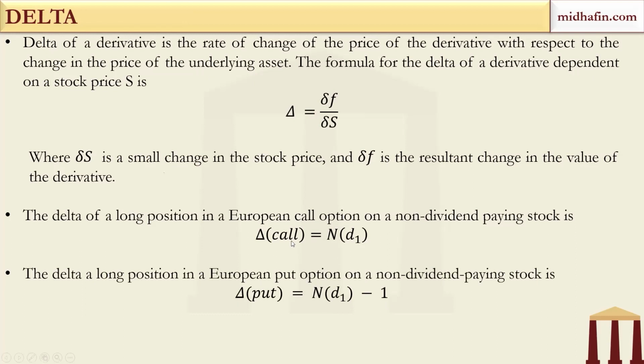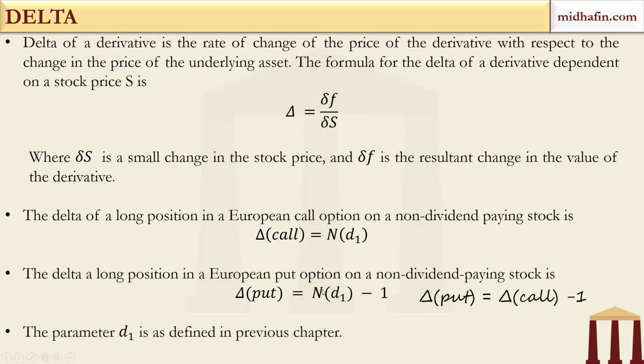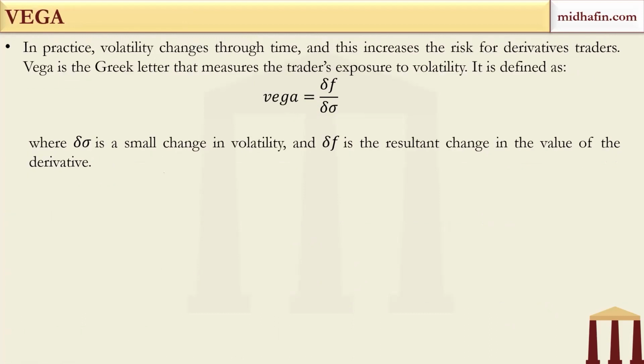Alternatively, you can say delta call minus 1. And d1 is nothing but delta call. So it can also be said that delta put is nothing but delta call minus 1. Okay. And d1 we have already discussed in the previous chapter, that how it is calculated.